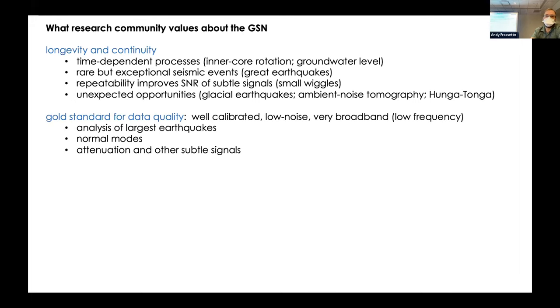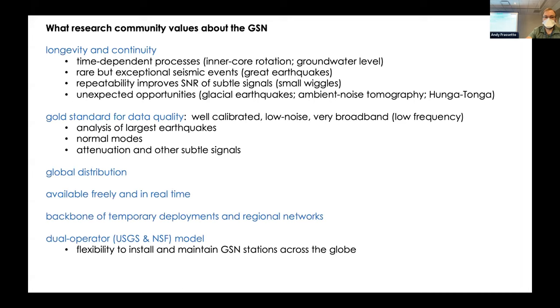The GSN is widely considered to be the gold standard for data quality. The stations are low noise, well calibrated. The sensors are very broadband, so they allow good measurements even at low frequencies. And this is important for analysis of the largest earthquakes, or normal modes, of course, or these subtle signals, including looking at amplitudes for things like anelasticity, and other examples.